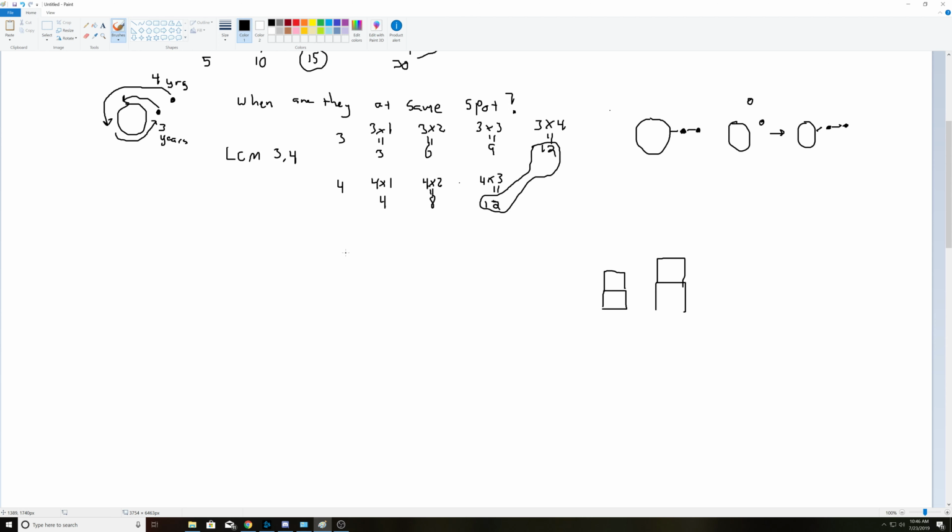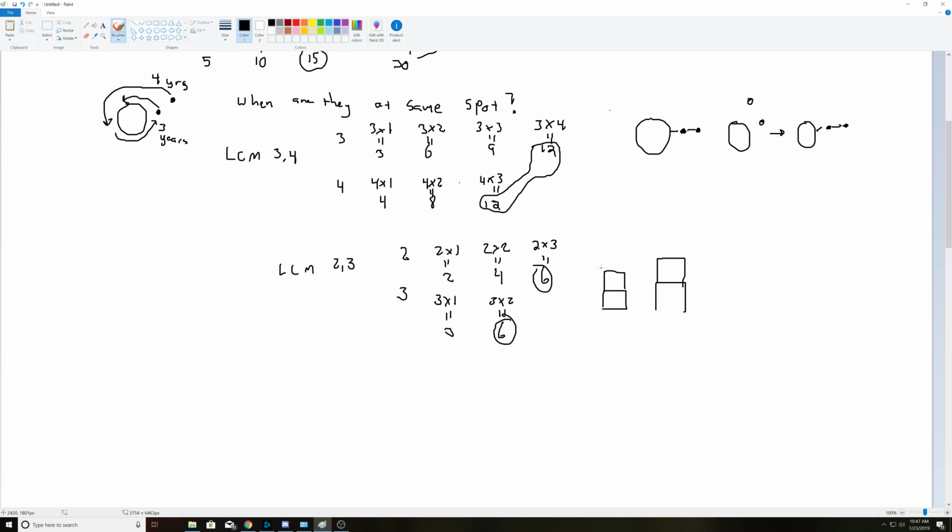Which in this case, if we're doing the lowest common multiple of 2 and 3, well, 2 times 1 gives us 2. 3 times 1 gives us 3. And then we check the next multiple of 2. 2 times 2 equals 4. And then 3 is smaller than 4, so 3 times 2 equals 6. And then 4 is smaller than 6, so 2 times 3 equals 6. And we found it. 6.